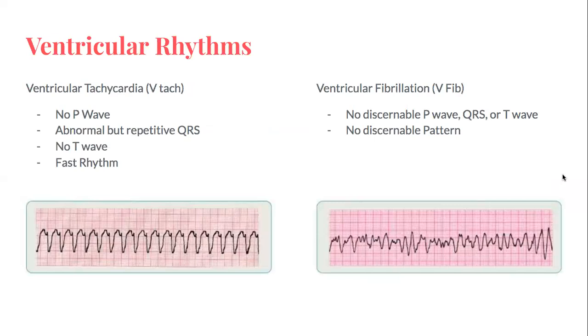Then moving on to our ventricular rhythms. These are rhythms where the ventricles are not depolarizing and repolarizing properly. The two types of rhythms that we have are ventricular tachycardia, or VTAC, and this is when you see no P waves and no T waves. You just see abnormal but repetitive QRS complexes. It is a very fast rhythm. Then ventricular fibrillation is when you have no discernible P waves, QRS waves, or T waves, and no discernible patterns. It's just a bunch of squiggly lines. Both VTAC and VFib are very serious rhythms and often require defibrillation.